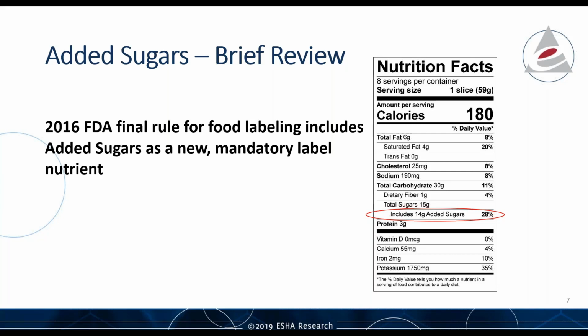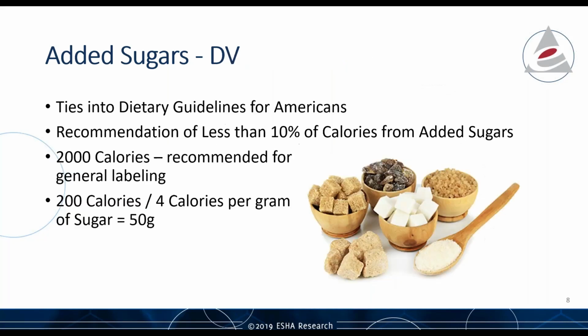With the 2016 FDA final rule for food labeling, added sugars was included as one of the mandatory label nutrients. Added sugars is listed indented under total sugars on the U.S. label with the quantitative amount and percent DV listed. The regulations also include options to state added sugars as less than and as insignificant when amounts per serving qualify to do so. The percent DV on the label is calculated from the daily value recommendation of 50 grams.